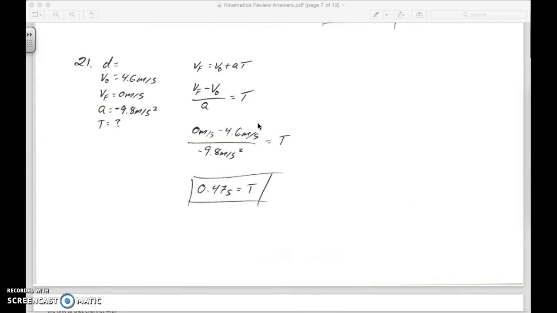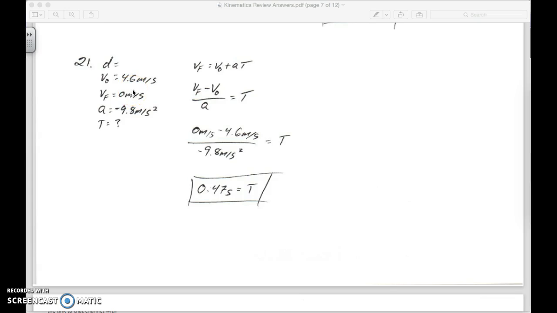Number 21. At the beginning of a basketball game, a referee tosses a ball straight up into the air with a speed of 4.6 meters per second, so that's our initial velocity. A player cannot touch the ball until after it reaches its maximum height, so we're looking for the highest point that this thing's going to go, and then it begins to fall down. What is the minimum time that a player must wait before touching the ball?